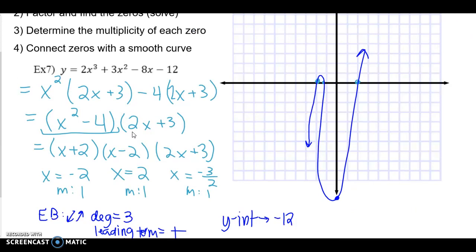So hopefully we could factor by grouping and get our x-intercepts. None of them are squared, so they all have multiplicity 1, which means there's no bouncing. Our degree is in standard form, so we look at our third degree, and it's positive, so it's going up the mountain, just like a line. And then when you plug in 0, all of this cancels, and you're left with negative 12 for your y-intercept.